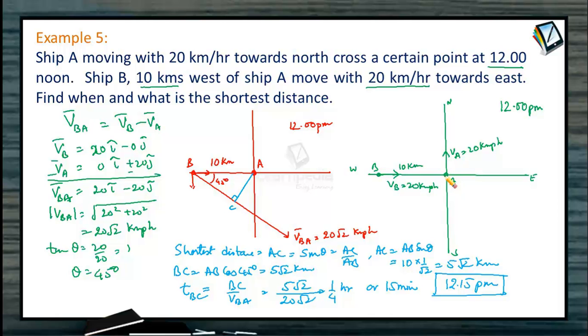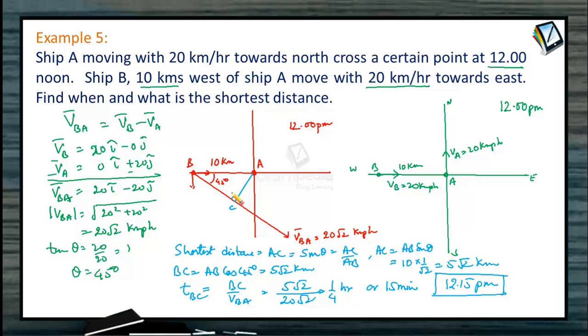We brought one of the ships to rest by assuming that ship to be an observer. We can also bring B to rest and take the relative velocity of ship A. Now we got the relative velocity of B with respect to A as 20 root 2. Drop a perpendicular on the relative velocity vector line. This gives you the shortest distance. The time taken to reach the shortest distance will be the time from B to C.